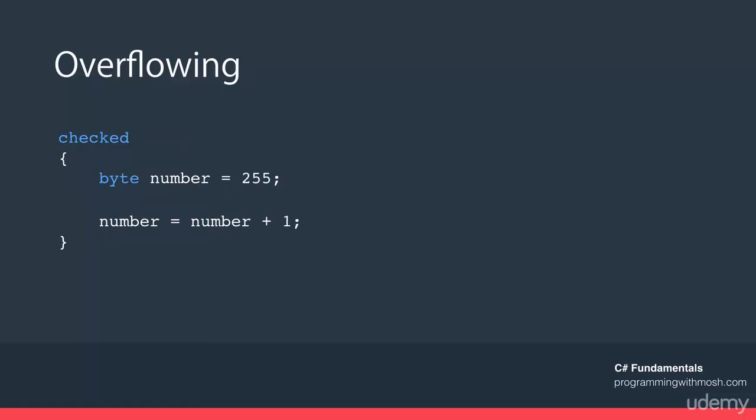So here is how it works. We have the checked keyword, followed by curly braces, which indicate a code block. And inside that block, we have the variable declaration and any kind of arithmetic operations. With this code, overflow will not happen at runtime. Instead, an exception will be thrown, and the program will crash unless you handle the exception.